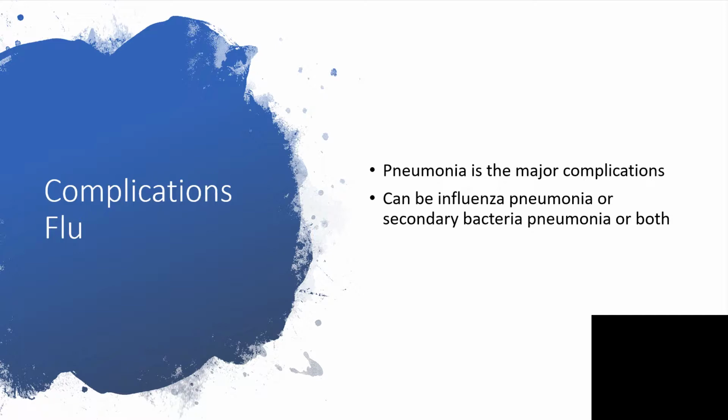Pneumonia. Pneumonia is the major complication. It can be influenza pneumonia or secondary bacterial pneumonia, or both. Pneumonia could be caused by the influenza A or B virus itself, or there is secondary bacterial superinfection causing bacterial pneumonia, or both.